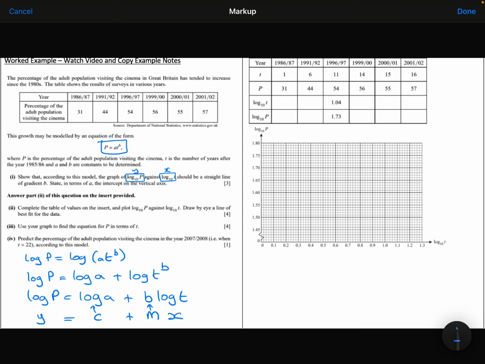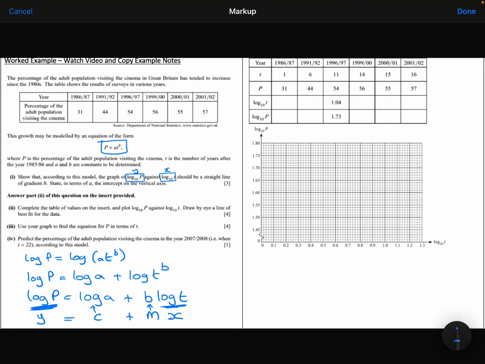That is part I of the question done. I have shown that according to this model, a graph of log base 10 of P against log base 10 of T will be a straight line because it is in the form of y equals mx plus c, where the intercept on the vertical axis, c, is log base 10 of A.